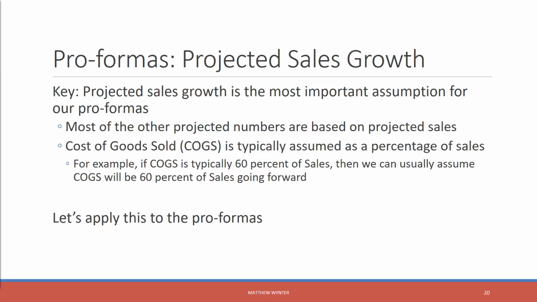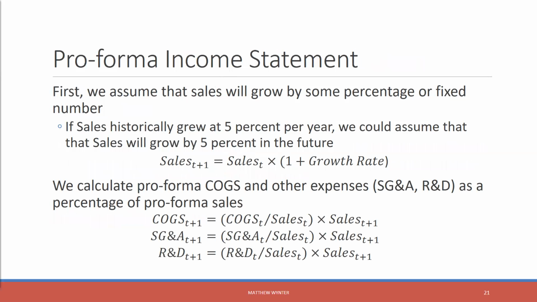So let's apply this to pro formas. What am I showing you? I'm showing you how our first step is going to be to assume a growth rate of sales. So if sales historically grew by 5% per year, we would assume that sales would grow by 5% per year in the future. Once we have our sales growth, we can then start to figure out what the other projections are for our income statement that are also going to be a function of sales.